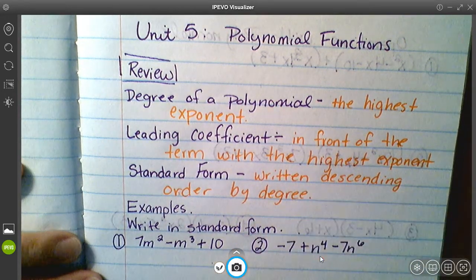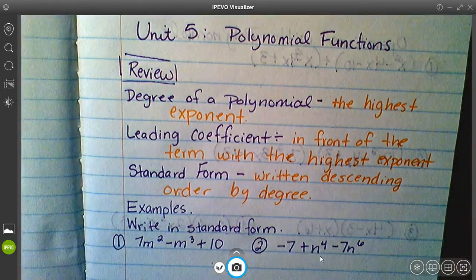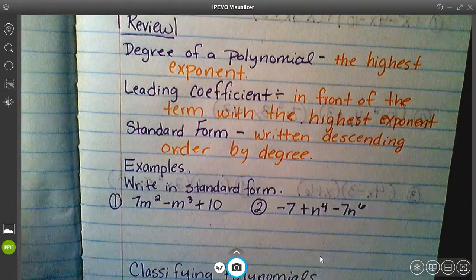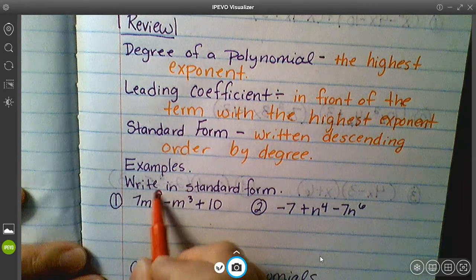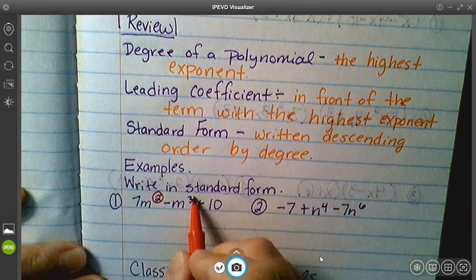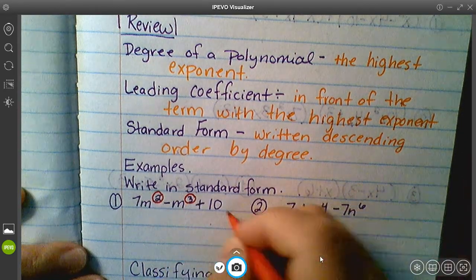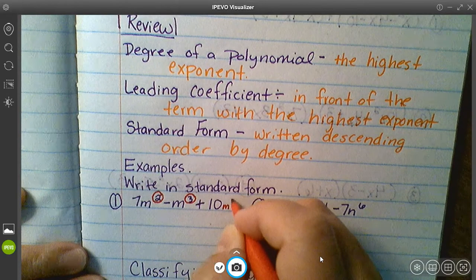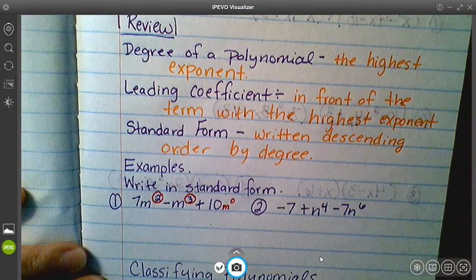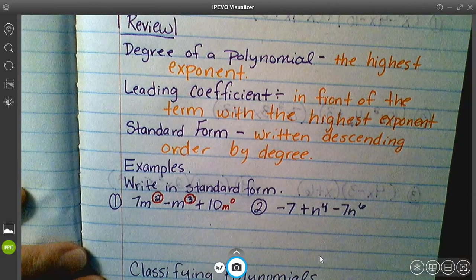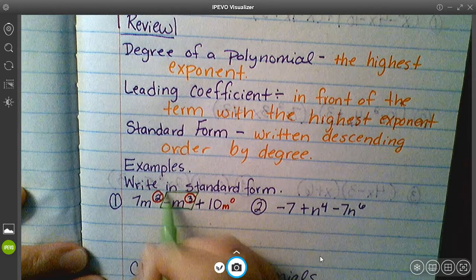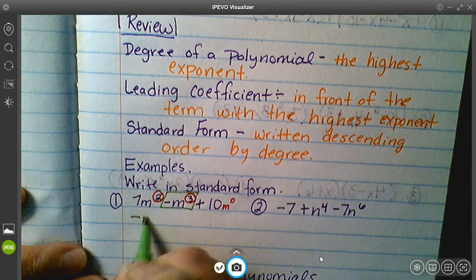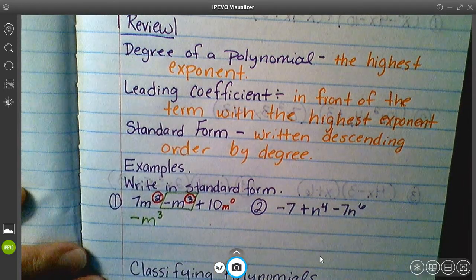So if you look at the two examples right here, we have to look at the degree or the exponent. So this is an exponent of 2. This has an exponent of 3. This is the same as saying m to the 0 power. So that has an exponent of 0. So which one comes first? Which one's the highest? This one is the highest. So negative m to the 3rd power goes first.